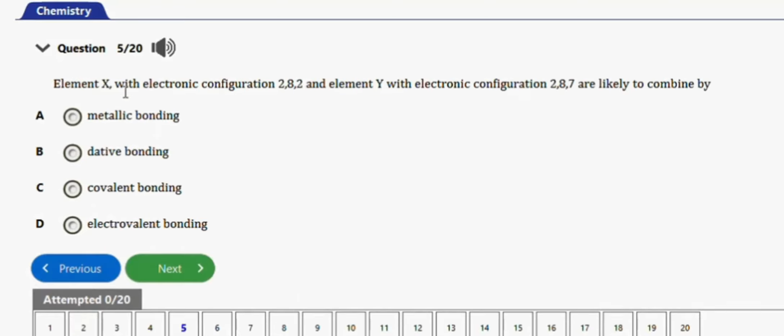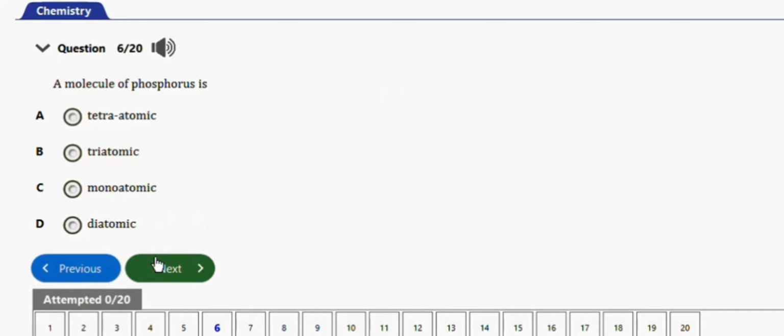It says element X with electronic configuration, so this is magnesium, and element Y with electronic configuration, this is chlorine, 17 atomic number, are likely to combine by, so since it's magnesium and chlorine, it will be electrovalent bonding or ionic bonding, option D. Alright, electrovalent bonding involves a reaction between a metal and a non-metal. Okay, so the next question will be this one.